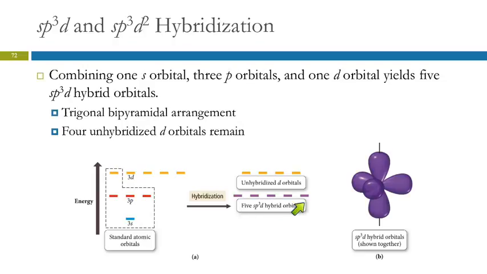So we get 5 degenerate hybridized orbitals, and then we have these 4 d orbitals that are just left sitting there. When you combine these 5 things, they're going to make this trigonal bipyramid shape that we learned about with VSEPR theory. 5 things arranged, spaced out as equally as they can be in 3-dimensional space.